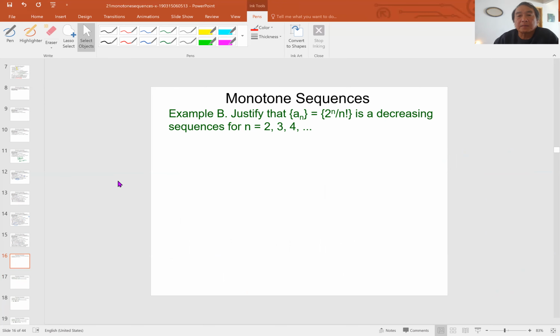Here we have some tests, some examples of sequence justification. This particular one asks us to justify that this is a decreasing sequence. So from here on, we will start making proofs. We want to justify it's a decreasing sequence. Mathematically, you cannot just write out a few terms.